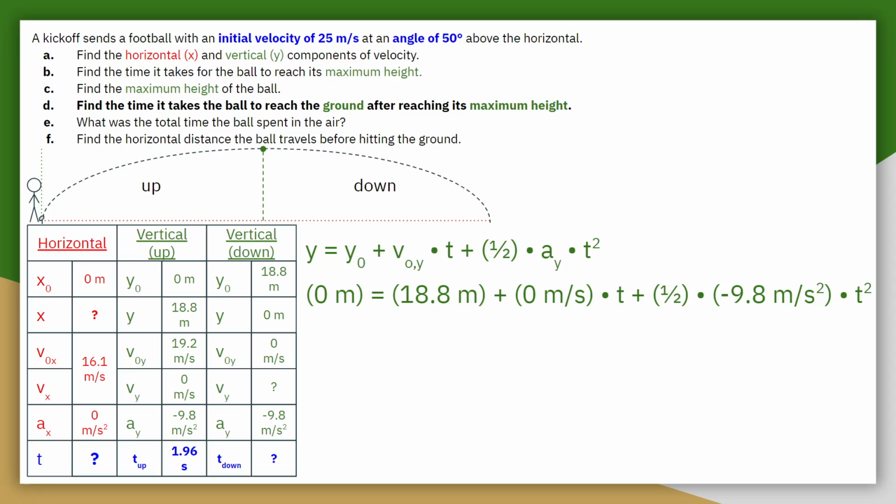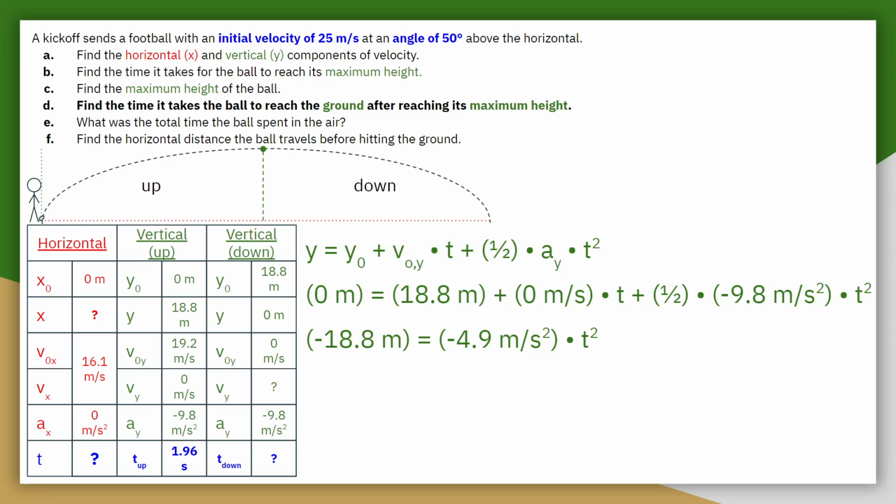Remember, right here, this is just where we're using the vertical down list of variables. The final position would be the height of the ground, 0 meters. The initial position would be the maximum height that we solved for in the previous step, 18.8 meters. The starting velocity is the velocity of the ball when it was at its maximum height, 0 meters per second, times t, the thing we're solving for, plus 1/2 times our acceleration of negative 9.8 meters per second squared. That stays the same while the ball is a projectile, times time squared.